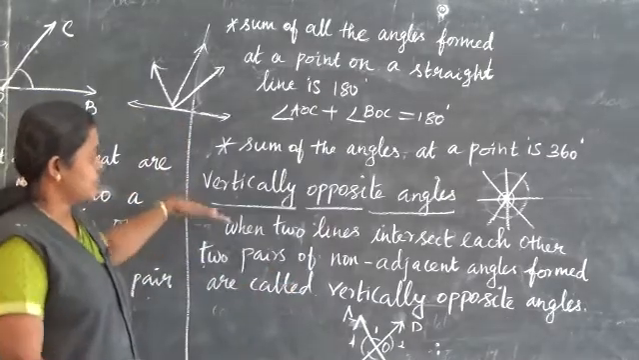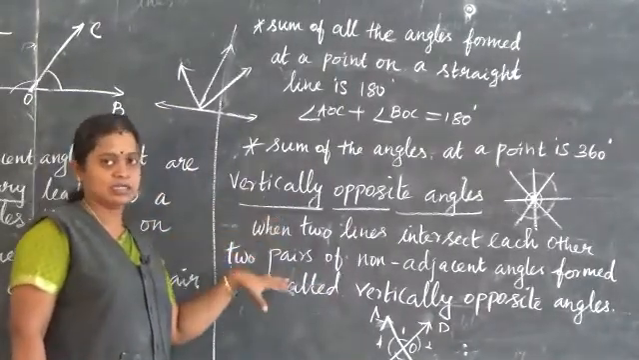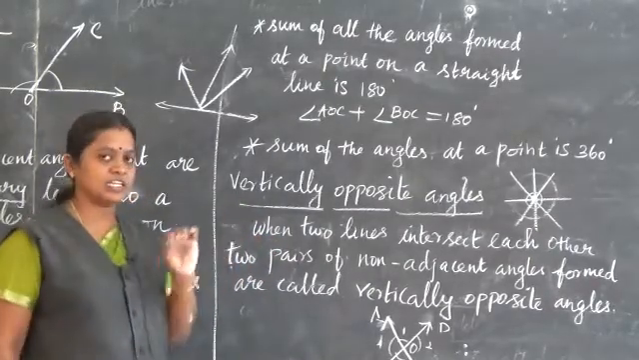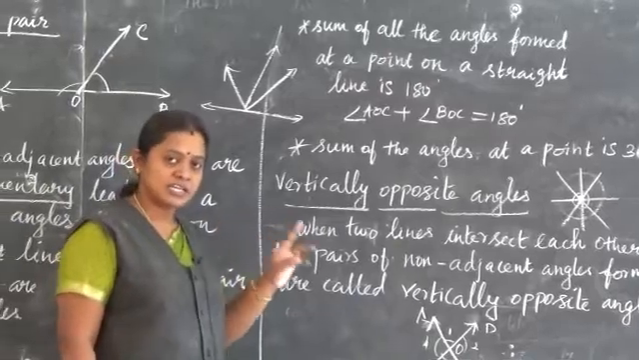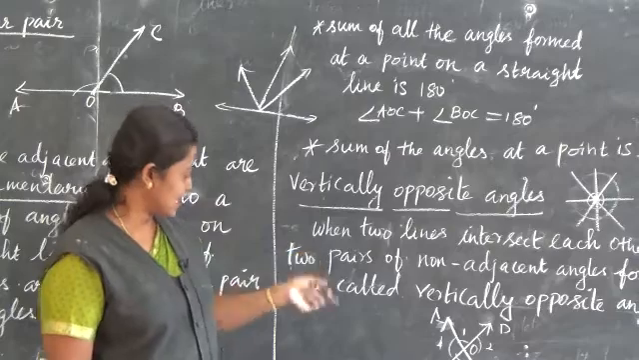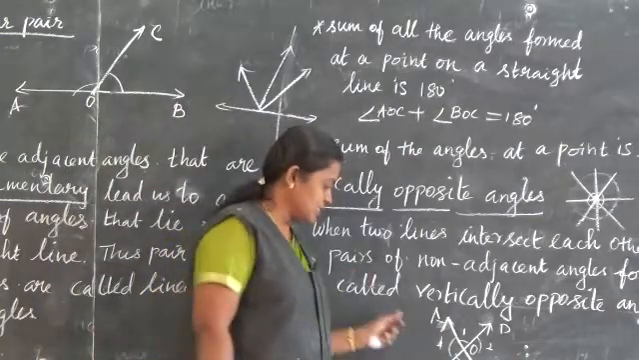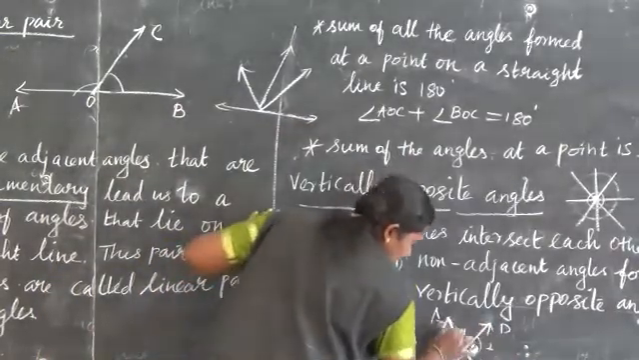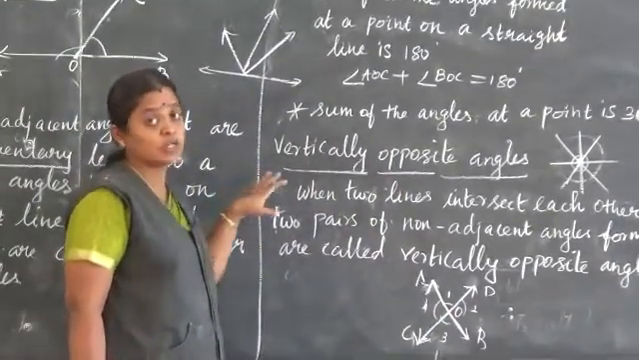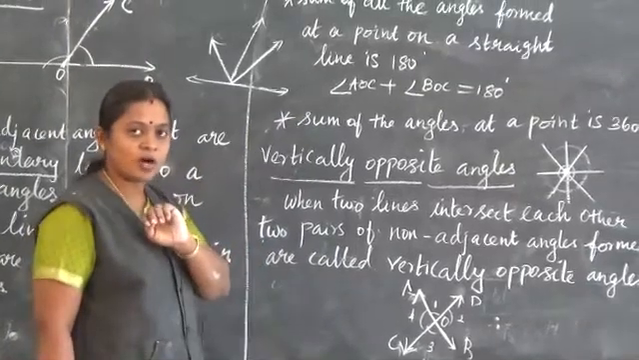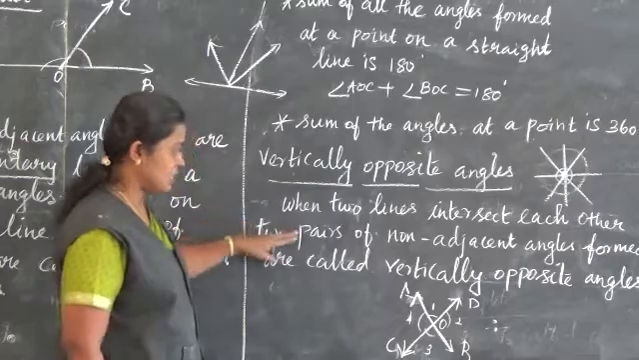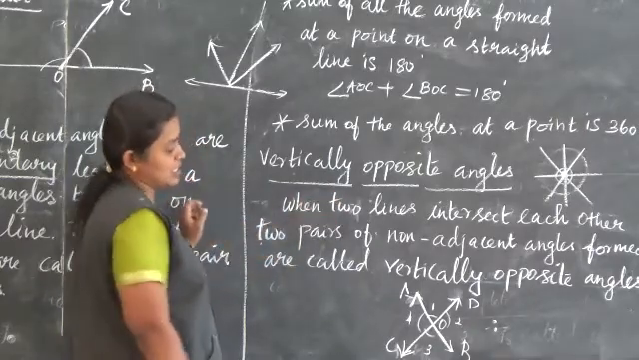Now finally, vertically opposite angles. You know what is meant by intersecting lines? Two lines intersecting at one point. The two lines are called intersecting lines. Now I am drawing two lines. If two lines are intersecting, how many angles are formed? You know very well, last year itself you learned, 4 angles are formed. When two lines intersect each other, there are two pairs of non-adjacent angles.